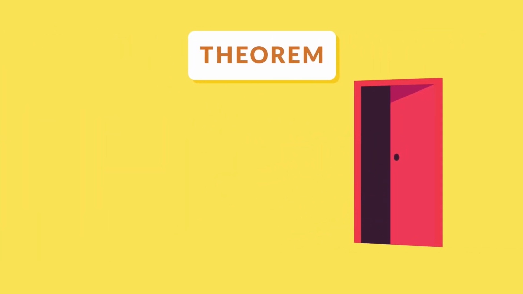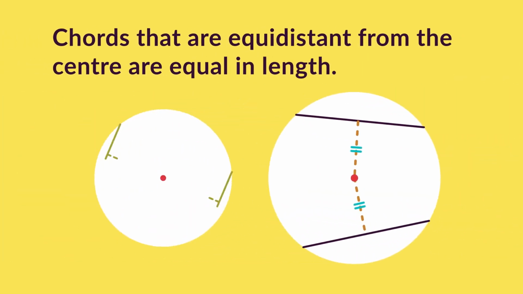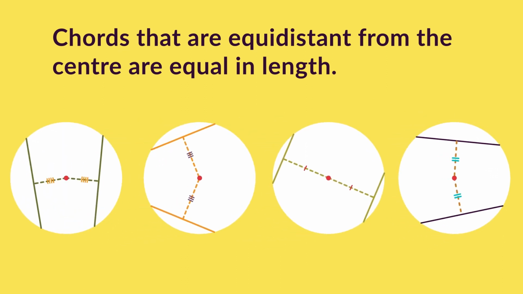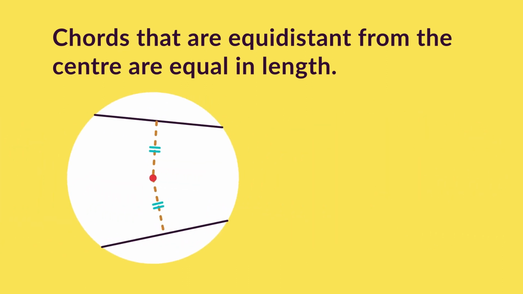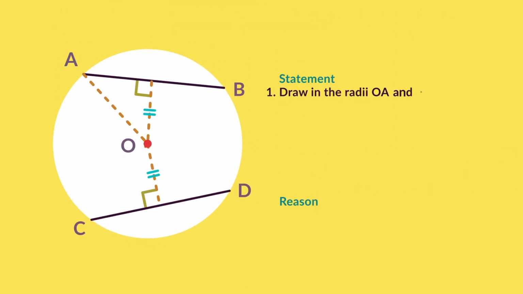And the converse of this theorem is chords that are equidistant from the center are equal in length. This circle has chords AB and CD, both of which have the same perpendicular distance from O. We need to prove that the length of AB is equal to CD. Join OA and OC, the radii.